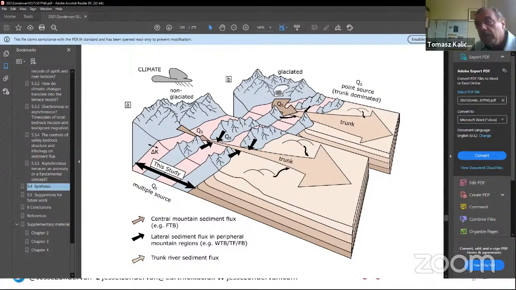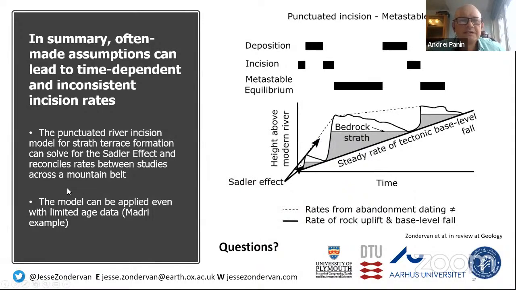Yes, Andrei. Thank you, Tomasz. Thank you, Jesse, for a very interesting presentation. My question is, speaking on the terrace staircases, it's a very general and very classic discussion on whether they were formed due to steady incision of a river or some impulses of erosion. How can you account for the role of bank erosion in the formation of staircases?